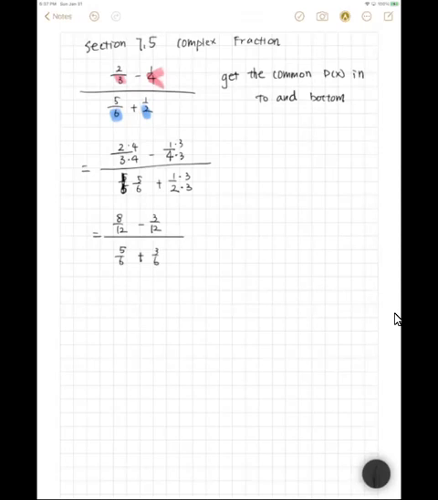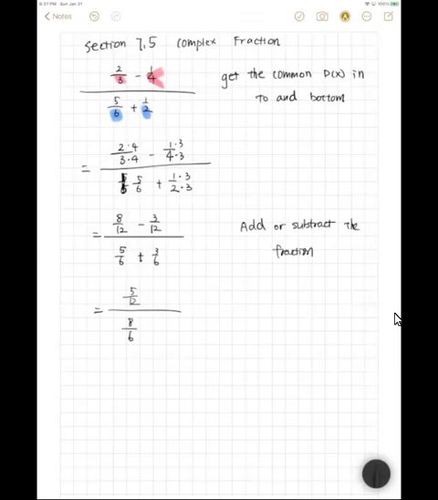Now this is more under control, right? You can just add or subtract the fractions. Okay, so on the top, I have 4 minus 3 is 1, 1 over 12, over 5 plus 3 is 8 over 6.